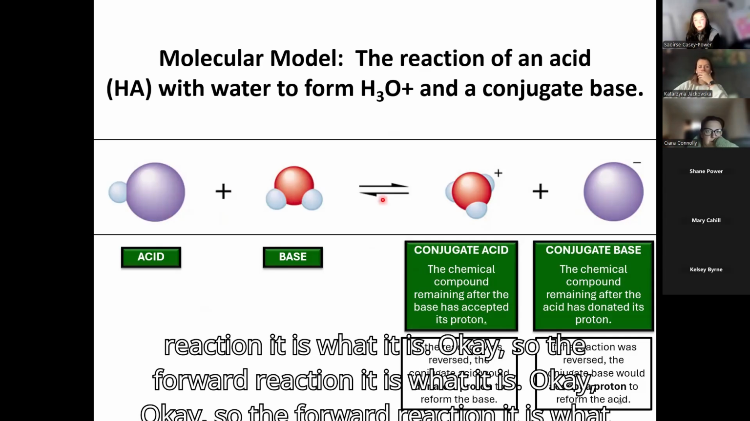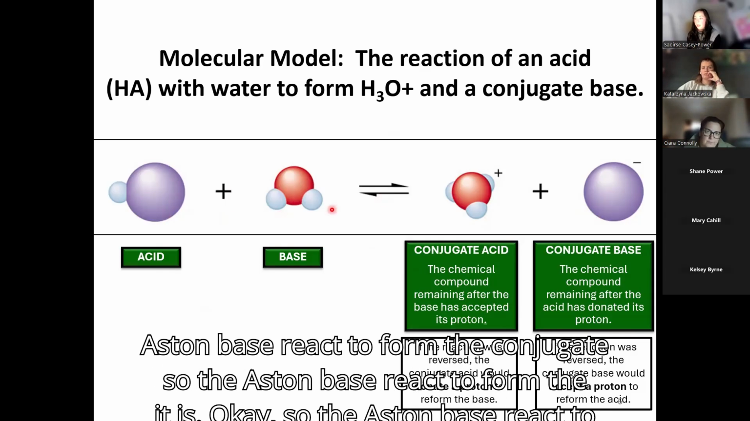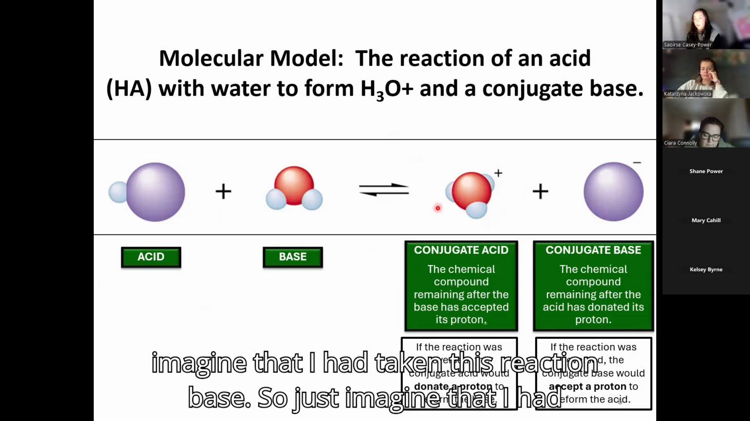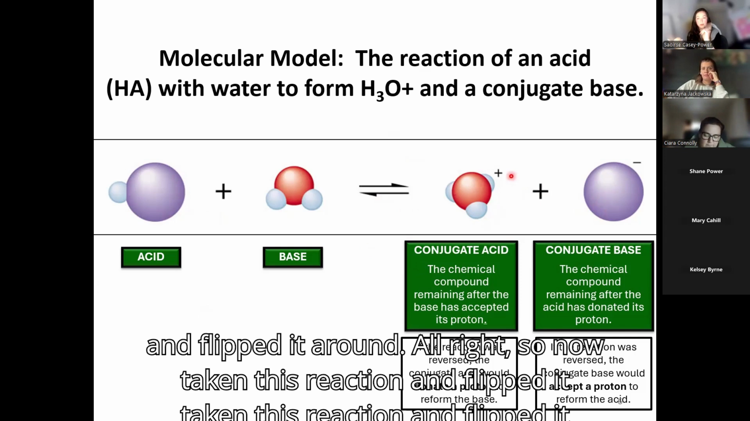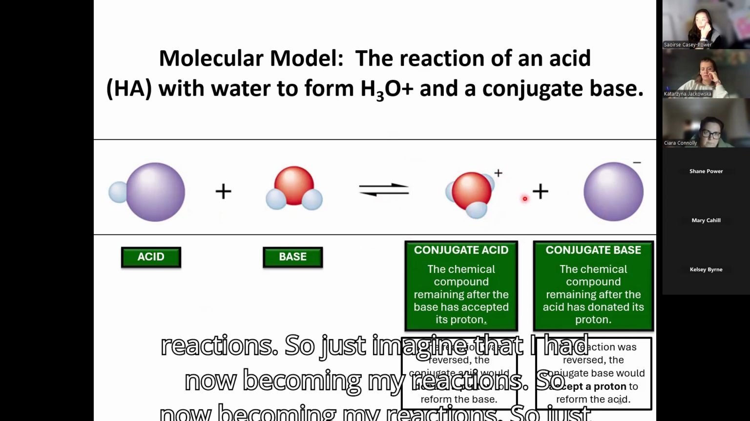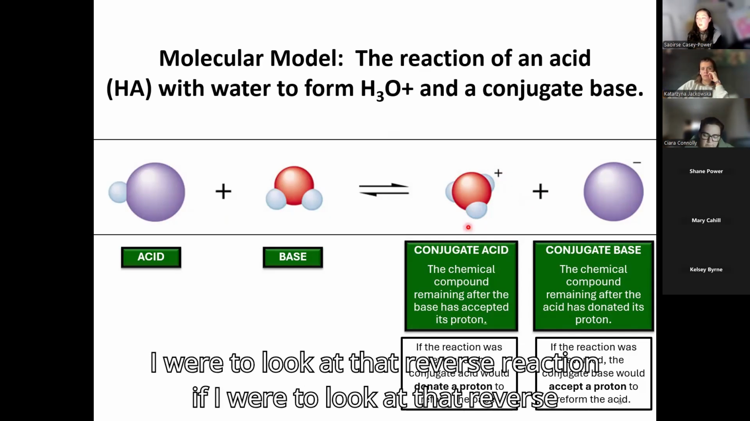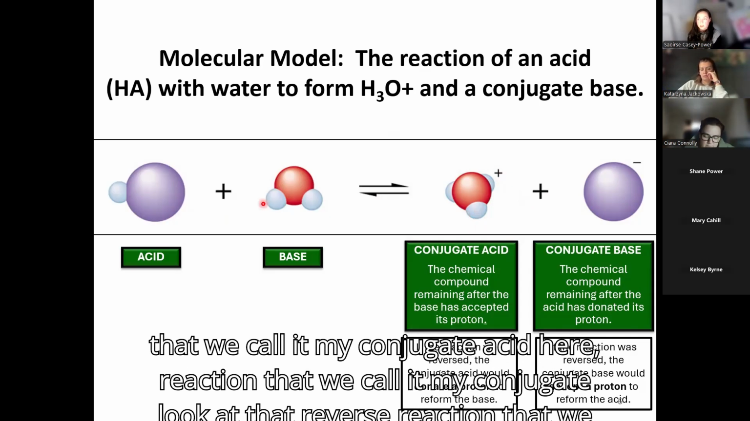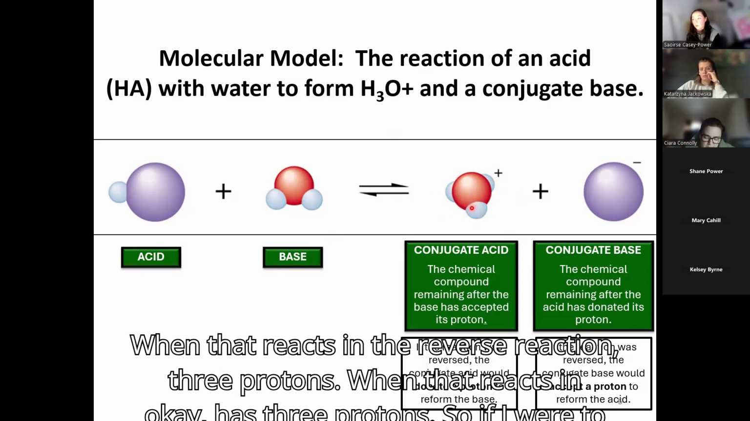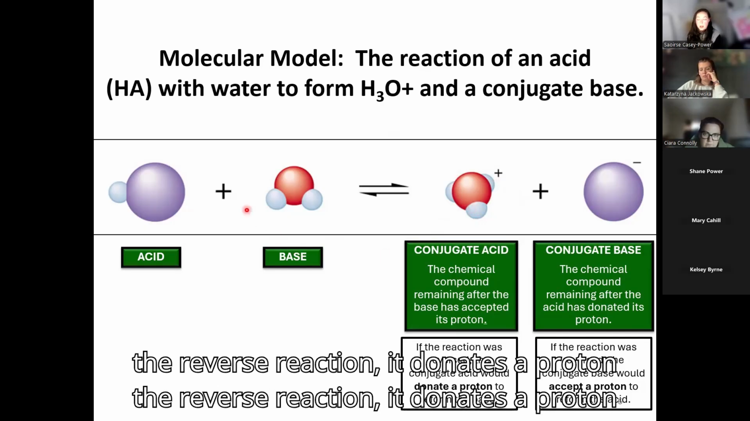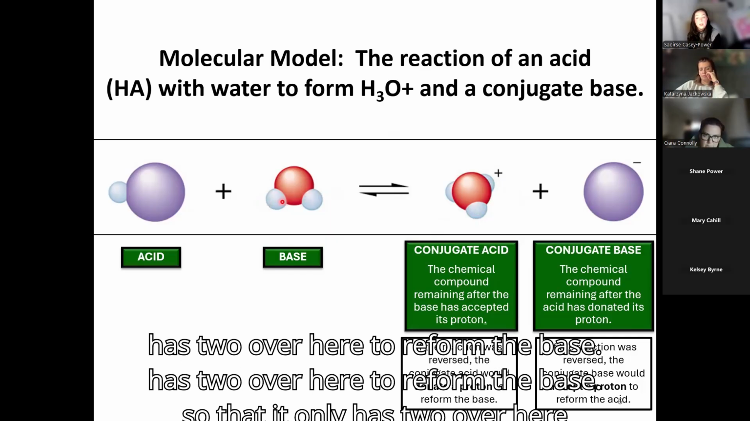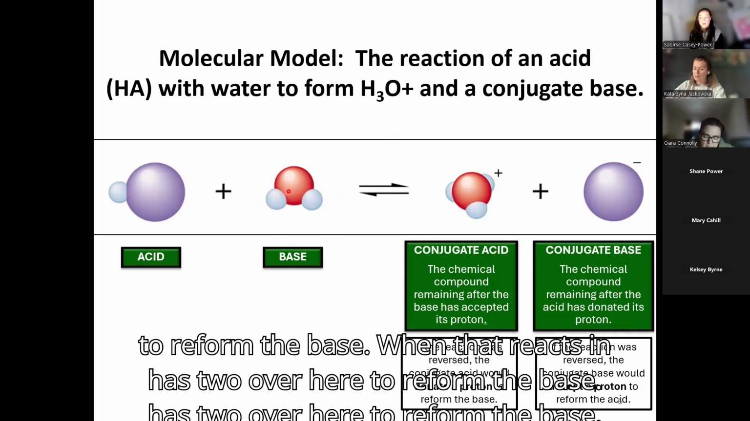So the forward reaction, it is what it is. The acid and base react to form the conjugate acid and the conjugate base. Just imagine that I had taken this reaction and flipped it around, so now my products are becoming my reactants. If I look at that reverse reaction, my conjugate acid here has 3 protons. When that reacts in the reverse reaction, it donates a proton and gives one up, so that it only has 2 over here to reform the base.